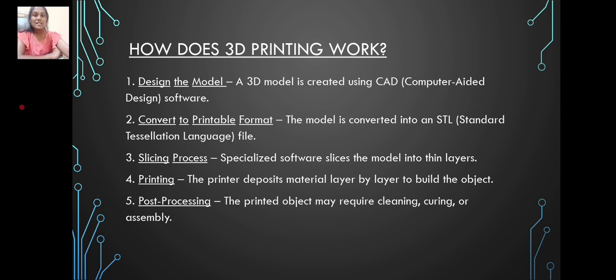The third step is the slicing process. Specialized software slices the model into thin layers. And the fourth step is printing. The printer deposits material layer by layer to build the object. And finally, the last step is post processing. The printed object may require cleaning, curing, and assembly.